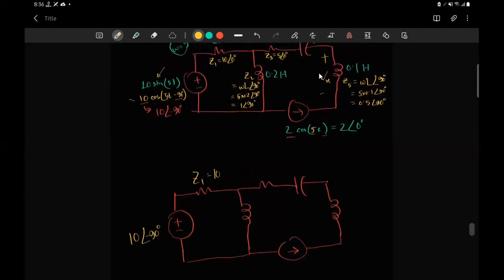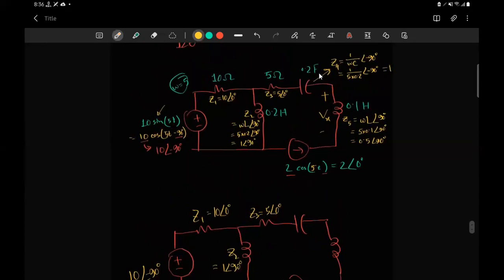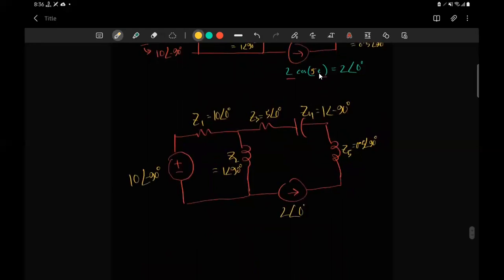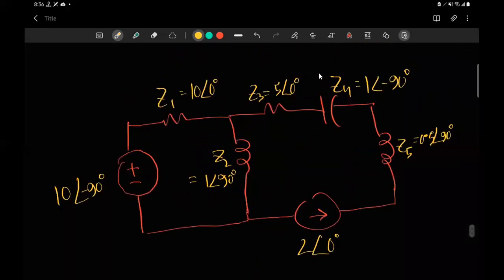The value was 10 angle 0 degrees, Z2 was 1 angle 90 degrees, Z3 was 5 angle 0 degrees, Z4 was 1 angle minus 90 degrees, and finally Z5 was 0.5 angle 90 degrees, and you have 2 angle 0 degrees here. Okay, so you can see that everything is now a complex number, right? This is how we convert the whole thing into complex numbers.